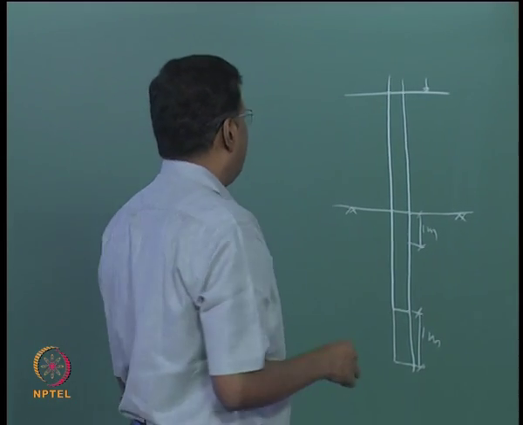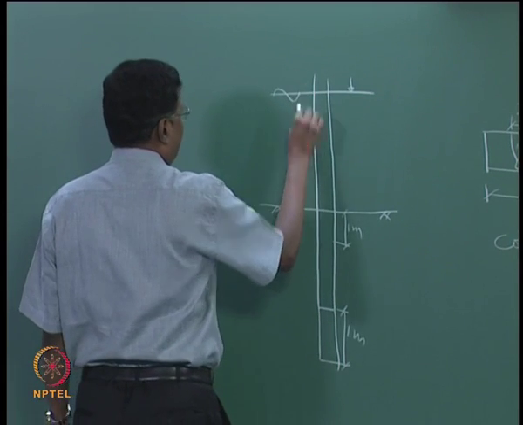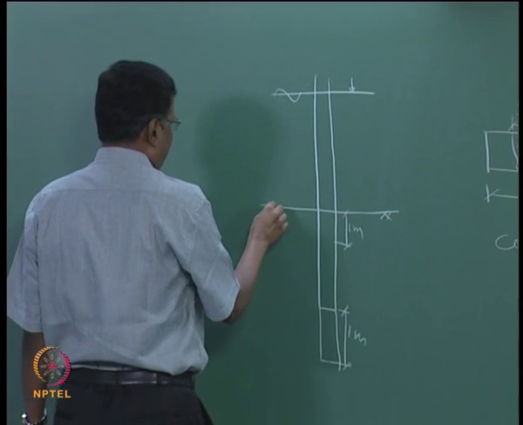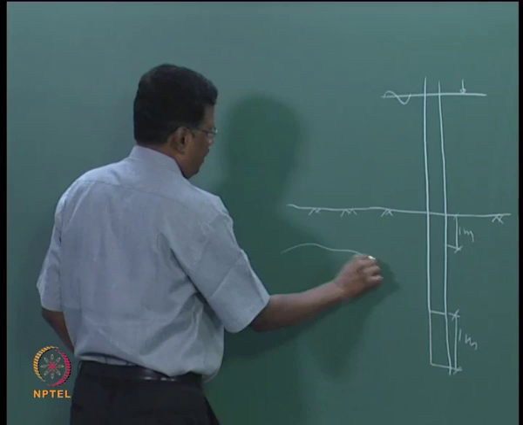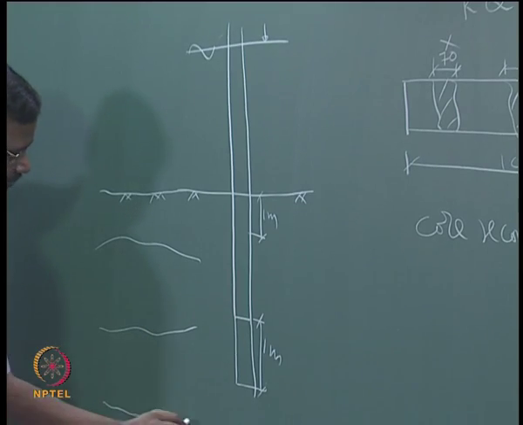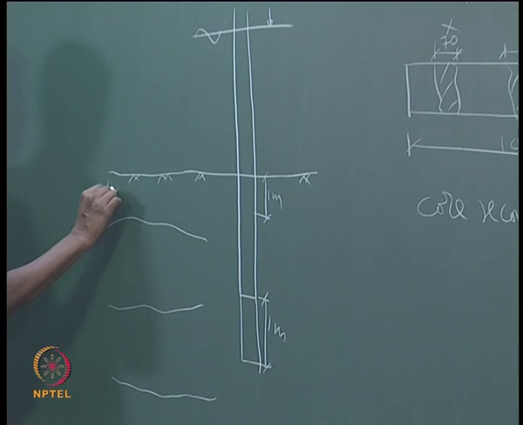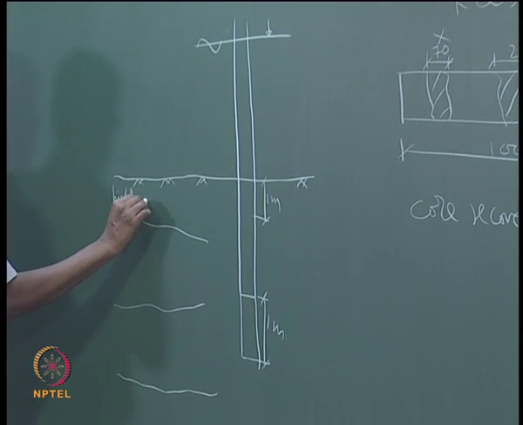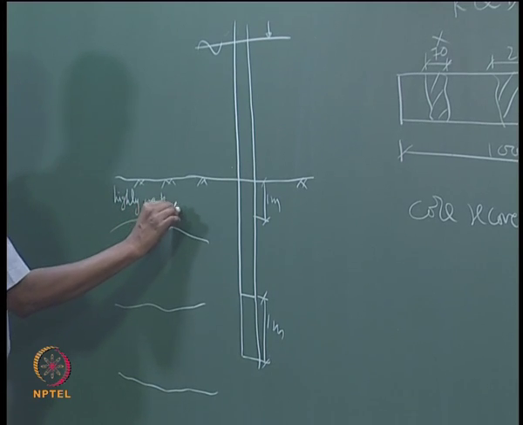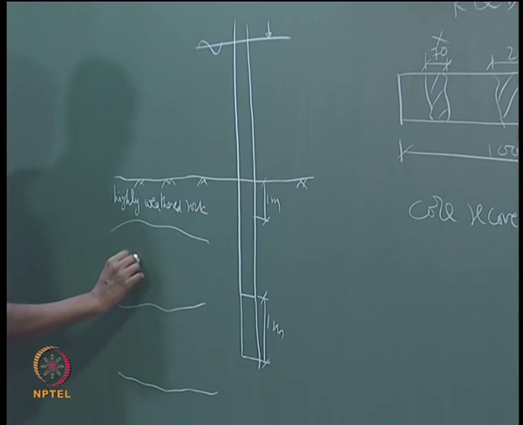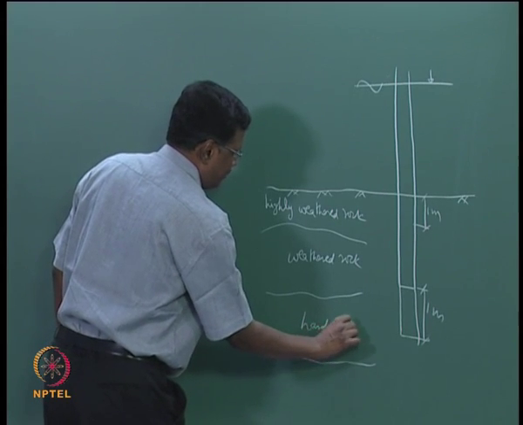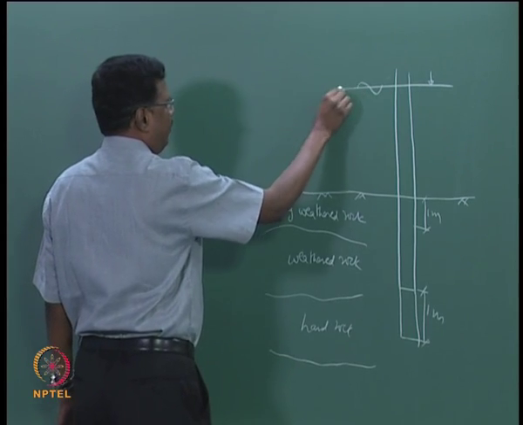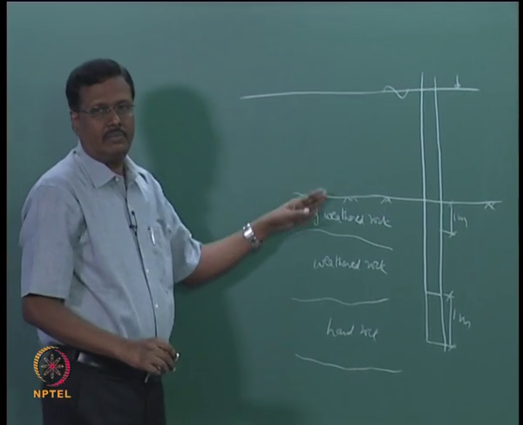So normally this is your water, and suppose there are certain locations where we have rock available. Rock can be like this. When we have the rock, we start with highly weathered rock, weathered rock, hard rock. So very close to the seabed, we will have weathering taking place.